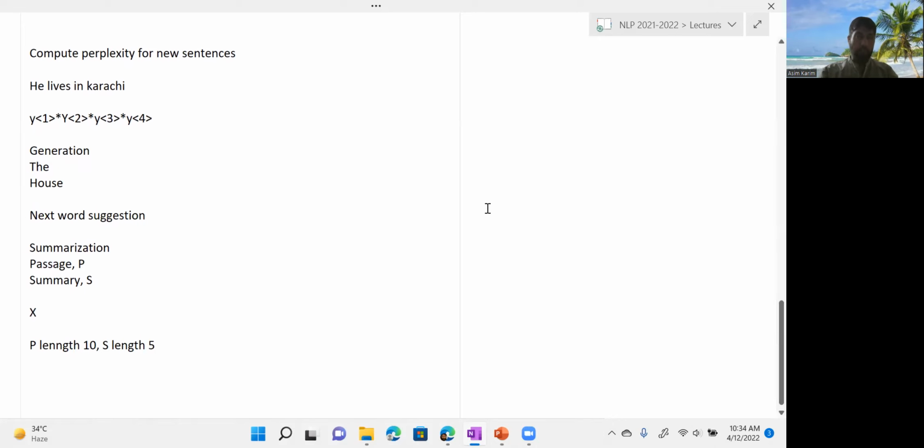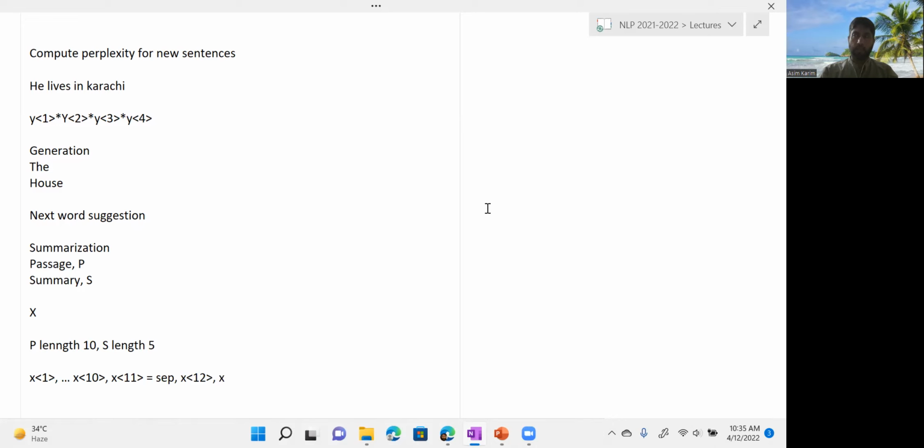ठीक है, so the first 10 words of the sequence would be the passage. So let's say उसको X से मैं कहता हूँ X1, X2, ... X10, ये मेरा पैसेज है. इसके बाद जो मेरे पास आएगा एक टोकन आएगा X11, which is called a separator token. This tells us that the passage has finished and now we are going to look at the summary. So X11 जो होगा मेरा, X12 जो होगा वो मेरे पास फर्स्ट समरी का होगा.